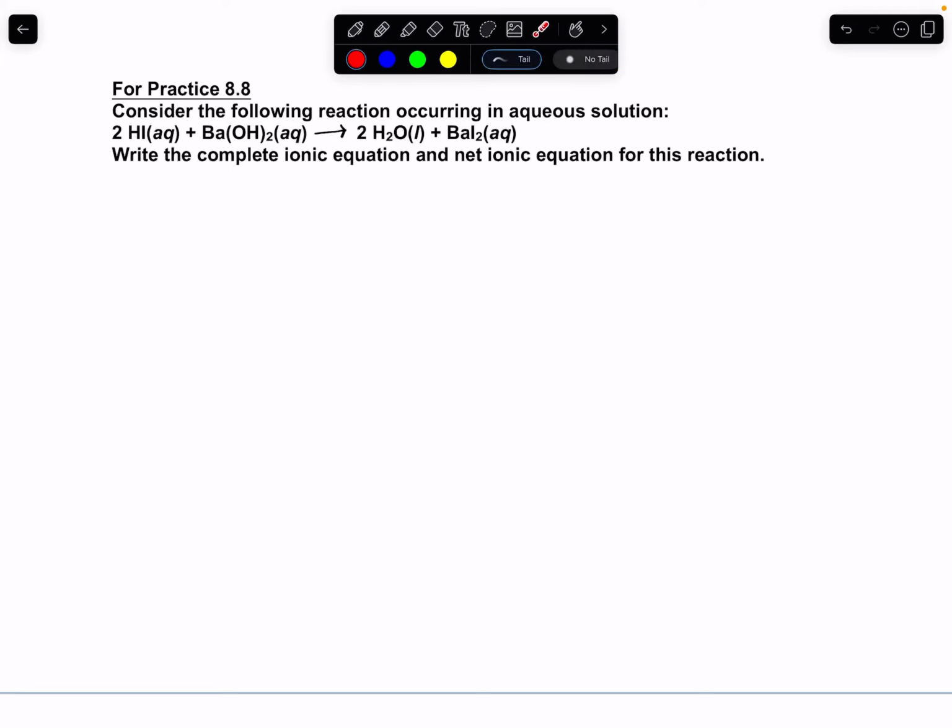So take a look at this question. The question is asking you to write a complete ionic equation and a net ionic equation for this reaction above. So first of all, we need to understand what exactly is a complete ionic equation and what's a net ionic equation.